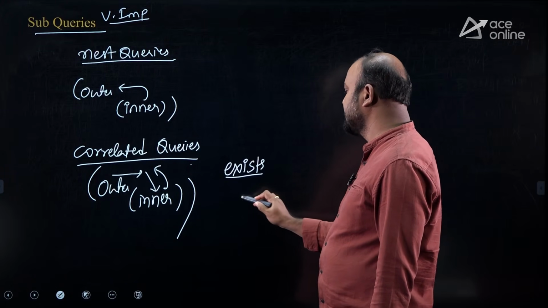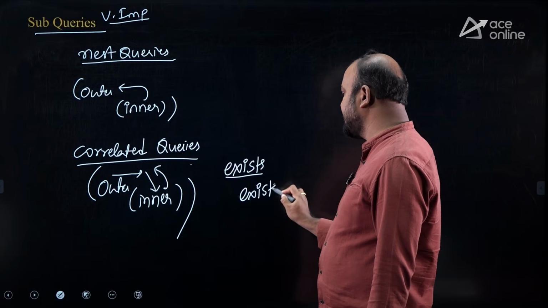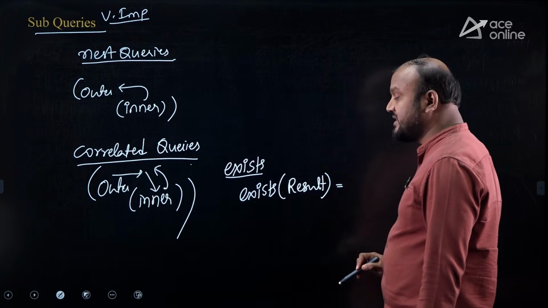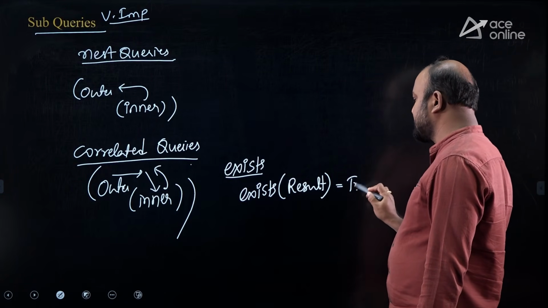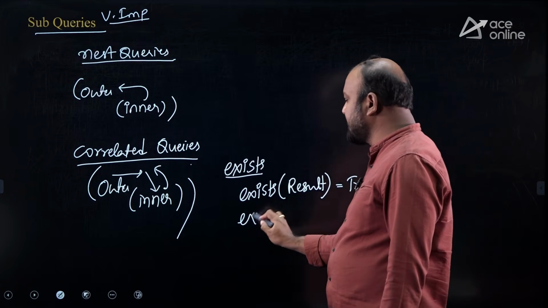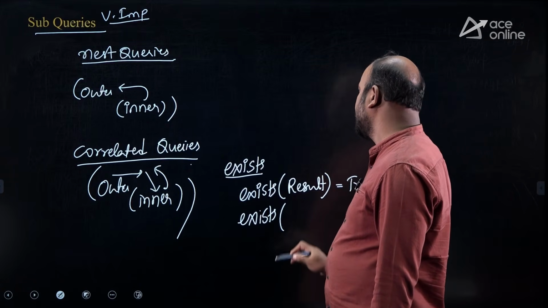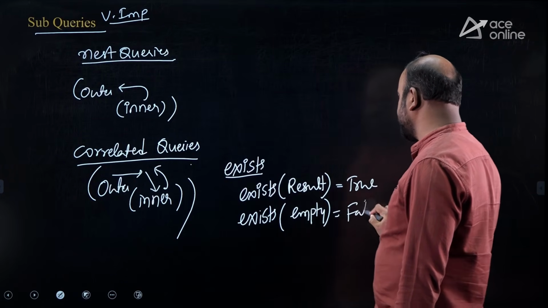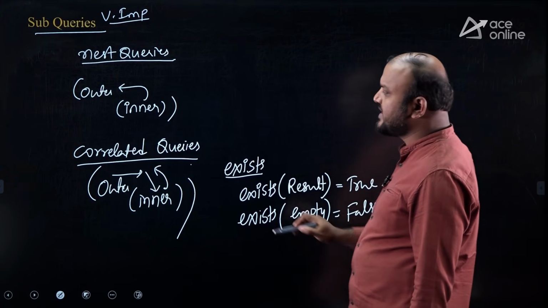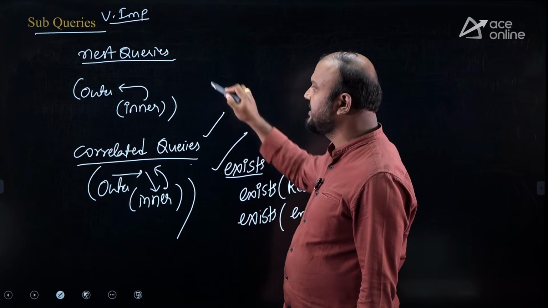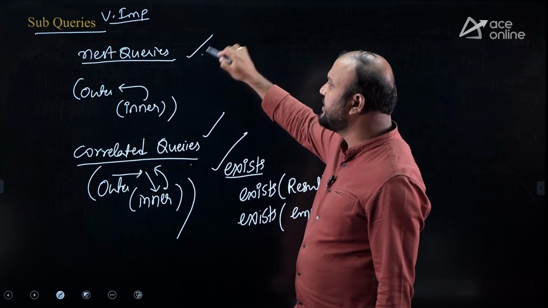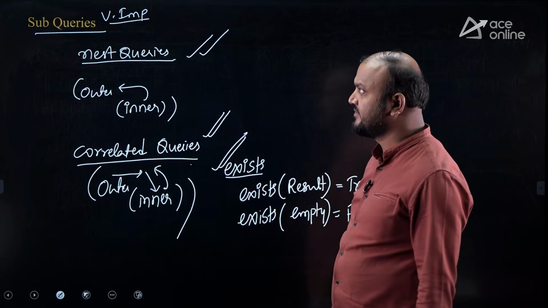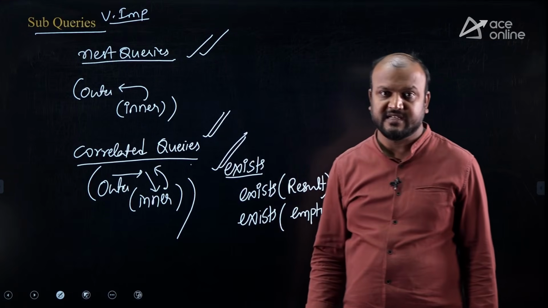In the correlated query, one of the important clauses is the EXISTS clause. What is EXISTS for? It checks whether a result is there in the inner query or not. If you have a result in the inner query, it returns true. In the EXISTS clause, if there are no results, meaning an empty set, it is going to return false. It means the result does not exist. So questions were asked on EXISTS, correlated queries, and nested queries. More importantly nested queries, and next EXISTS, then correlated queries. These are the important topics from where questions were asked.